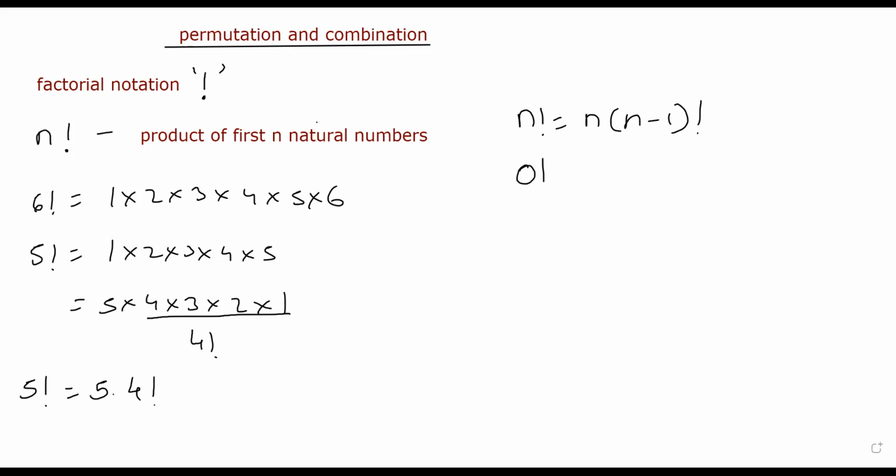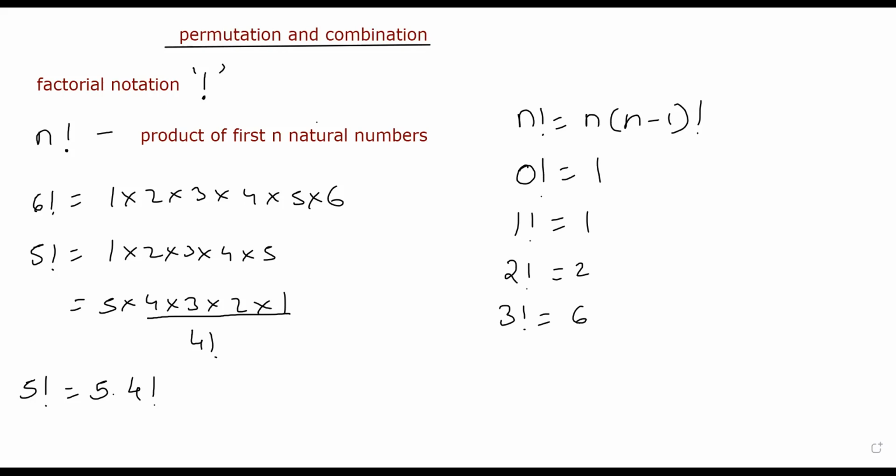Now very important, 0 factorial is always 1. 1 factorial is 1, 2 factorial is 2, because see 0 factorial is 1, it is given. Because it will be product of first 0 natural numbers. 1 factorial is product of first natural number, that is 1. 1 का product 1 ही आएगा. 2 factorial is product of first 2 natural numbers, 2 into 1 is 2. 3 factorial is 3 into 2 into 1.